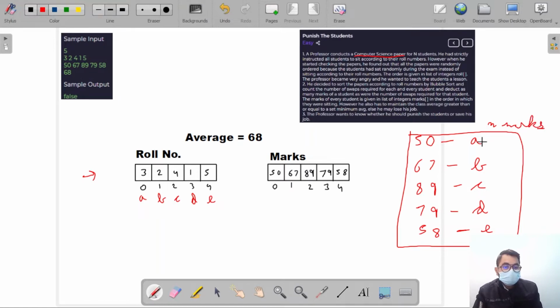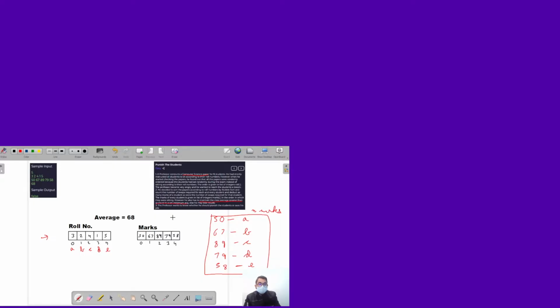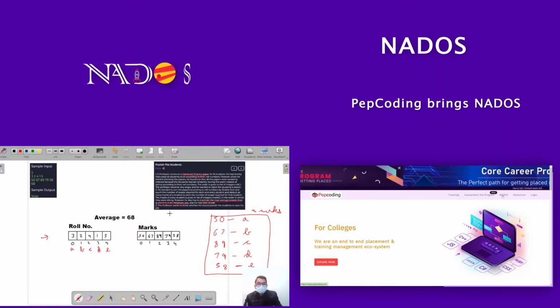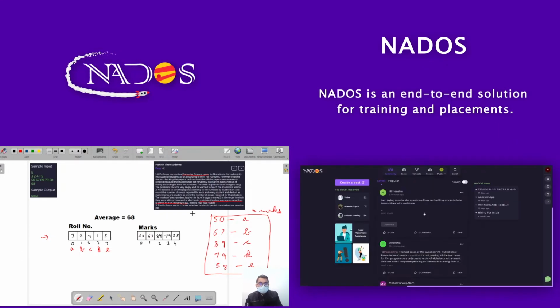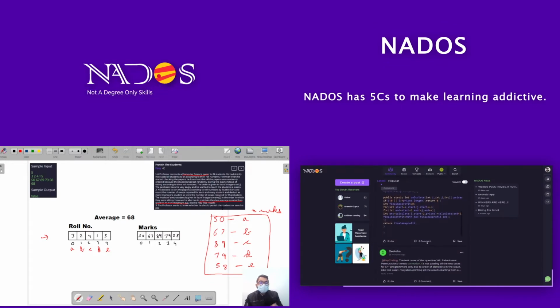Okay, so this many marks the students are going to get. Now the professor is in some dilemma because he has to maintain some class average. If he doesn't maintain the class average, he may lose his job. So if the new average of the new marks is greater than or equal to the minimum average set by the principal or maybe the board, he has to maintain at least that many marks.